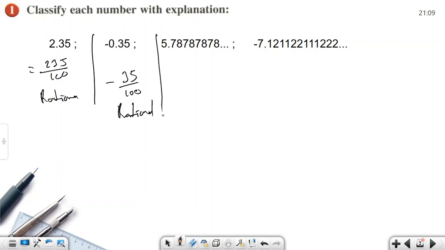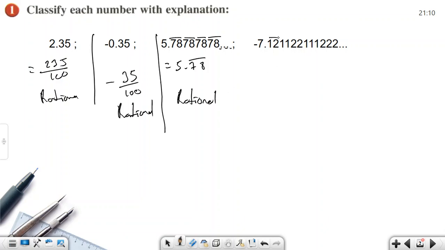Rational. Sorry about my handwriting. Okay, 5.787878, and it's not terminating. It continues, and it's repeating. So we can write that one as 5.78 with a repeating bar. And when it's a repeating decimal, we can write it as a fraction, and we will call this rational.